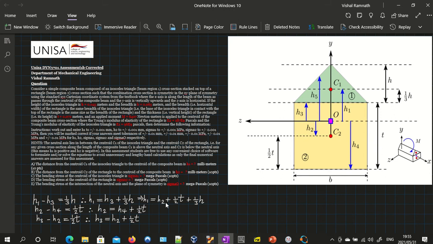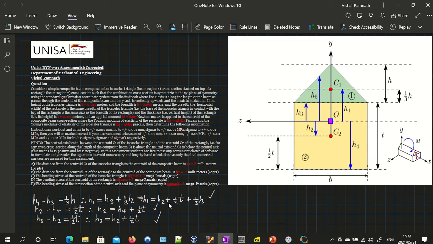So h1, let's just get this right. That's correct, and that is correct. So we know all of the geometry in terms of one unknown, h2.